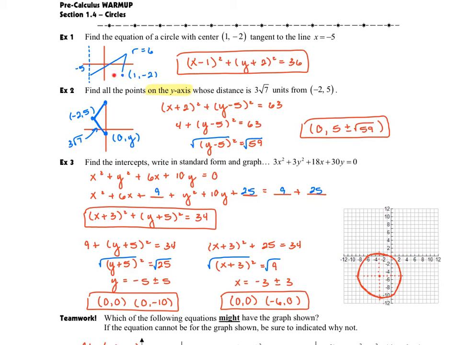So the radius, if it's going to be tangent to that line, that radius is going to just be the distance here from the center to that line. And we can just count it. From -5 to 1 is going to be a radius of 6, and then I just square it.